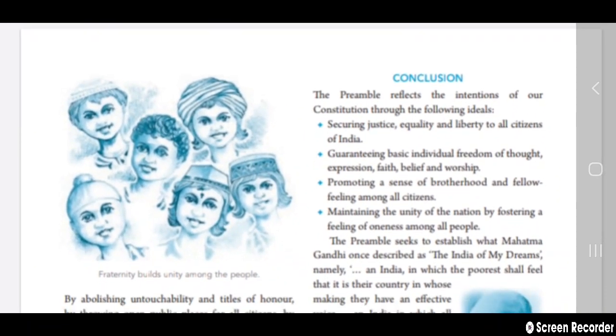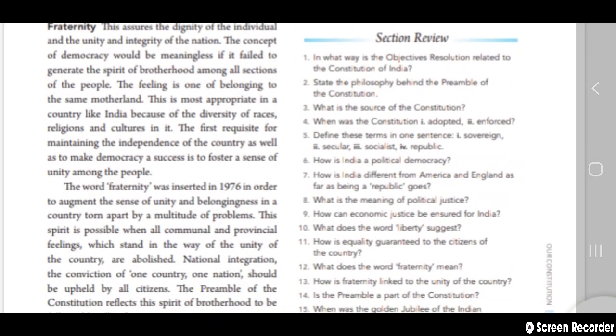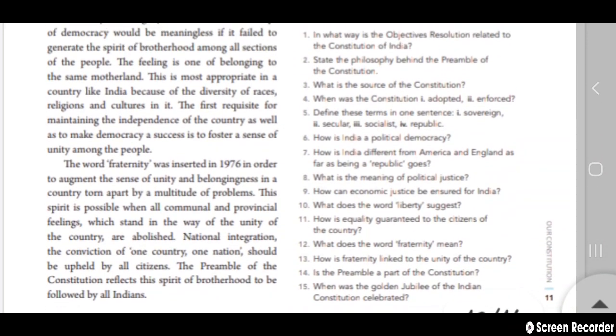So, okay, friends, this was your chapter, our constitution. Here you can see some questions. I think you understand this chapter, so try to solve these questions.